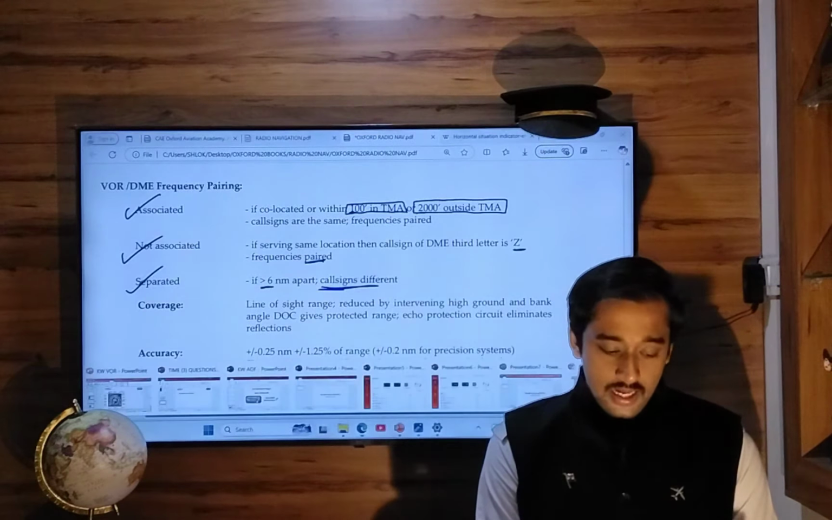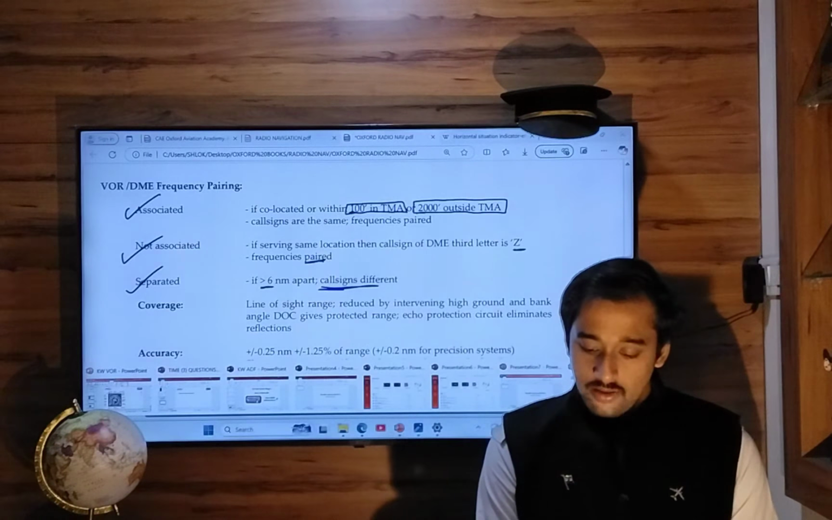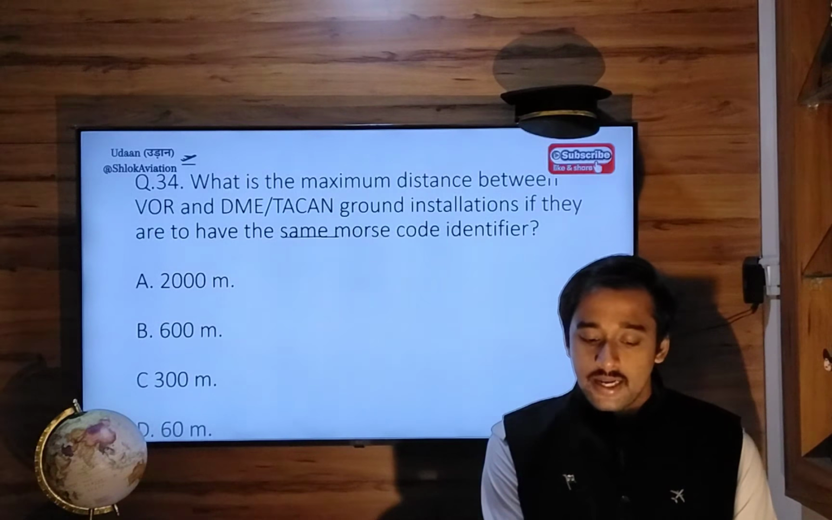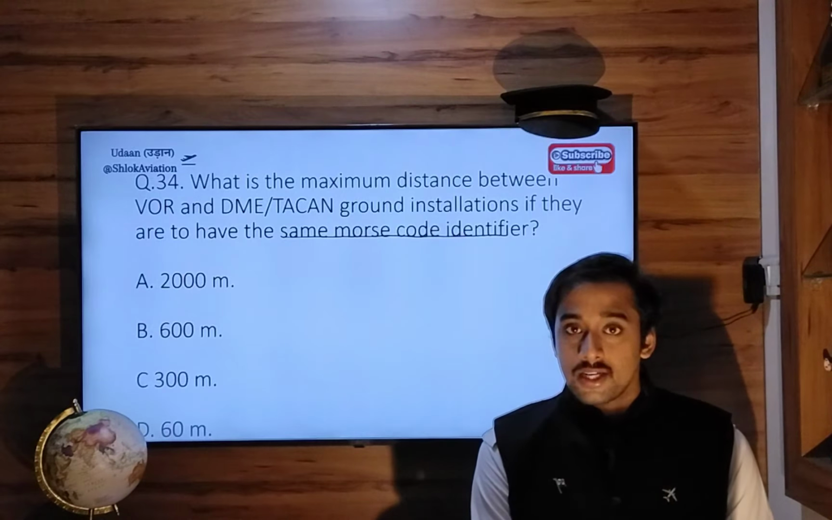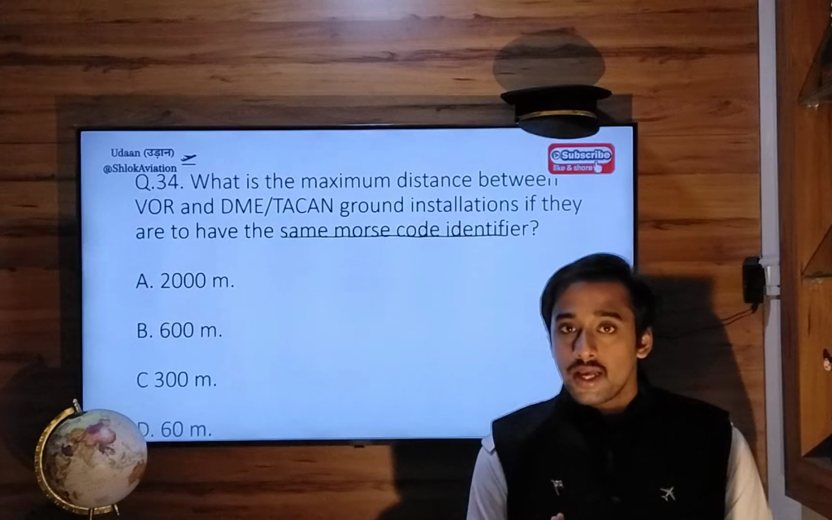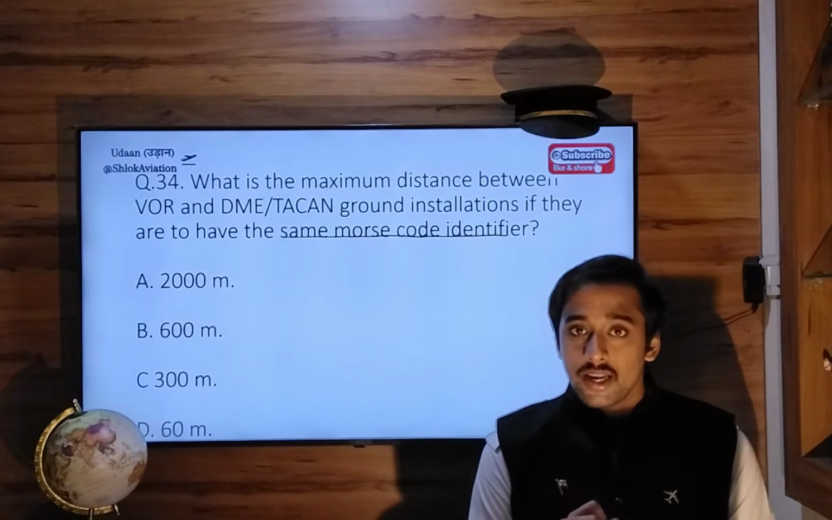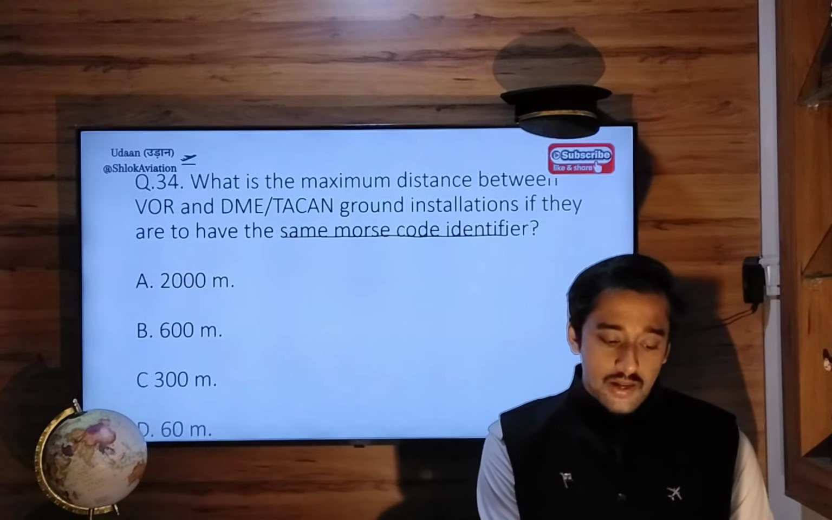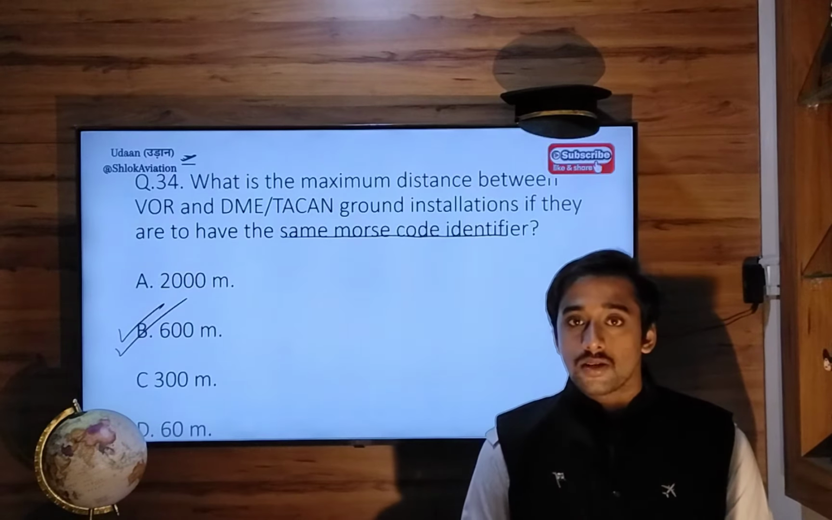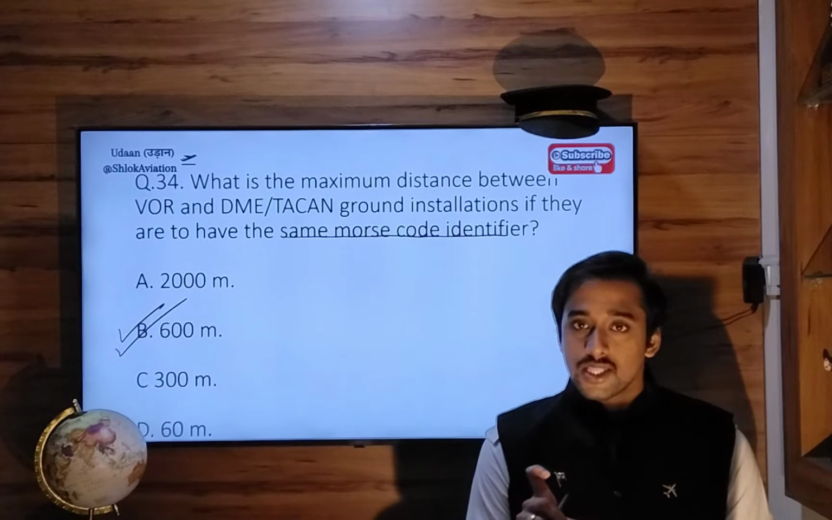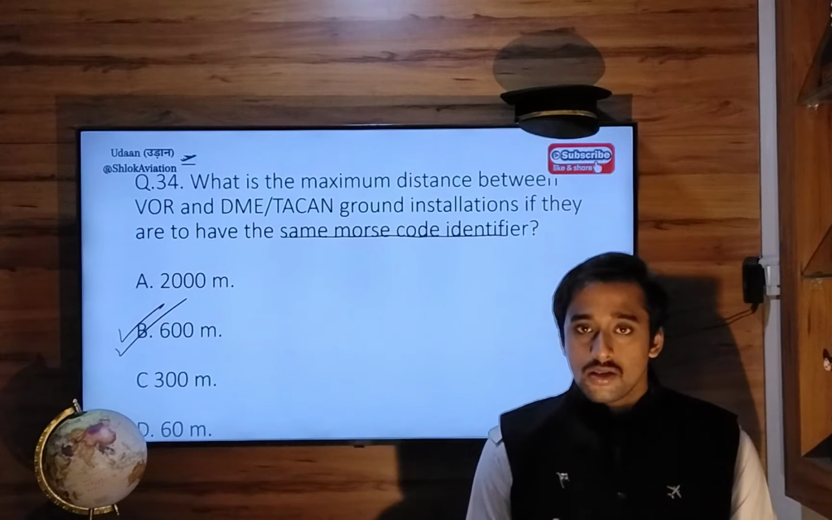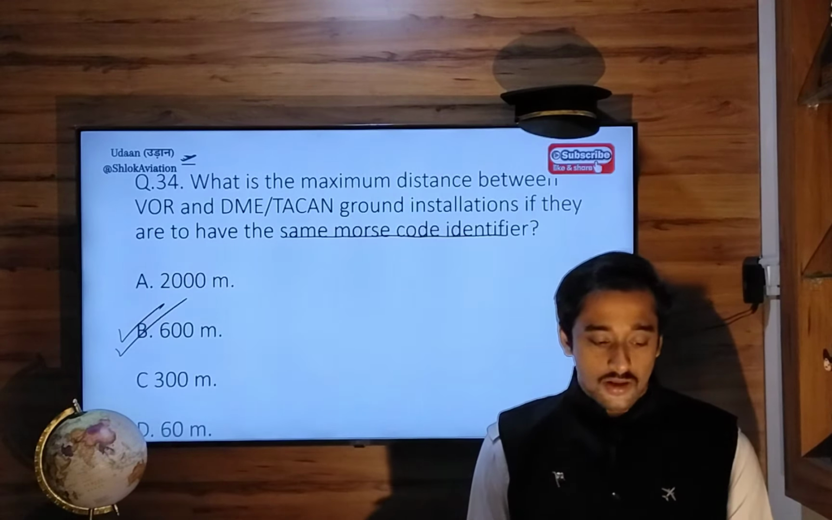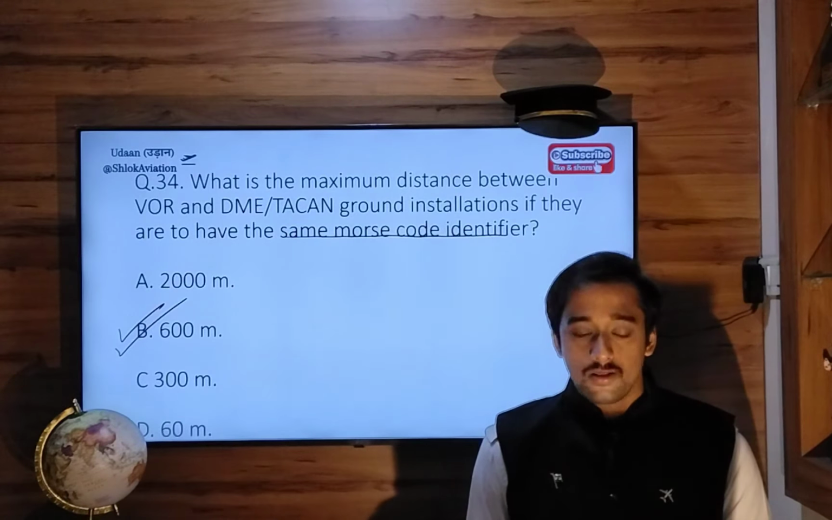Okay, so accordingly, the correct answer will be the maximum distance if they are to have the same identifier. So in terminal area, it should be 100 feet. Outside terminal area, if you want to have the same Morse code identification, it should be 2000 feet. Now 2000 feet equals 600 meters. So option B is the correct answer. 300 meter is approximately 1000 feet. So accordingly, 2000 feet will be 600 meters. Okay, so remember that table very well.